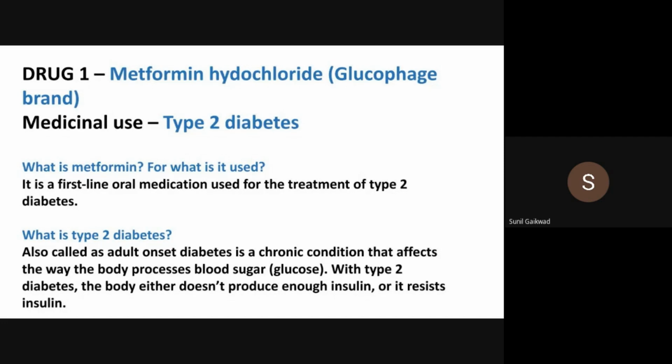Now, what is type 2 diabetes? It is basically a condition in which the body does not process blood sugar, glucose, the way it should. With type 2 diabetes, the body does not produce enough insulin or it resists insulin.